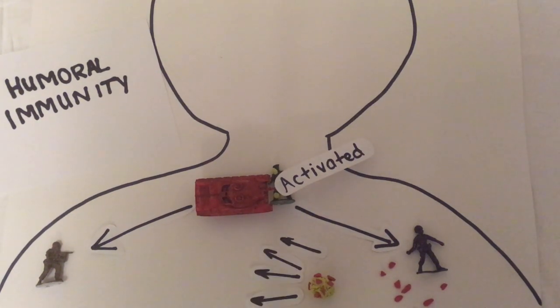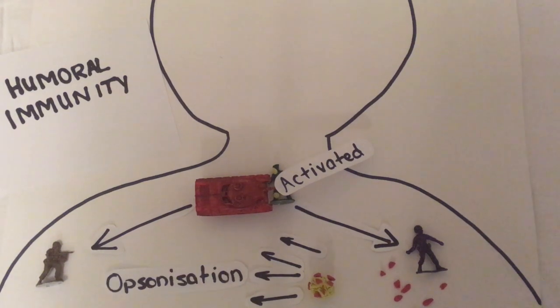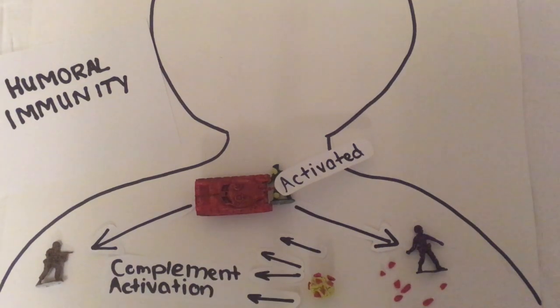There are 4 ways in which antibodies destroy. Neutralization, which blocks antigens from binding with other cells. Agglutination, where the pathogens become trapped and easily destroyed. Opsonization, where antibodies tag pathogens for destruction. And complement activation.